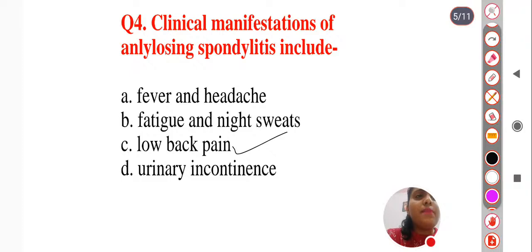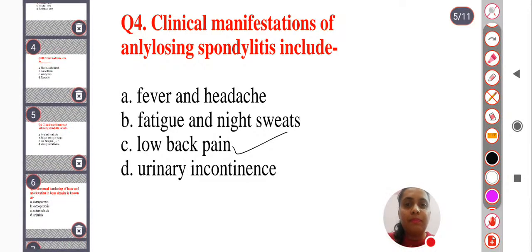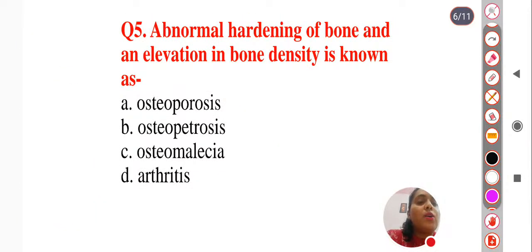These questions are very much direct. Nothing is required to explain more. So that's why I am moving further. Question number 5. Abnormal hardening of bone and an elevation in bone density is known as: first is osteoporosis, second is osteopetrosis, C option is osteomalacia, and D option is arthritis.